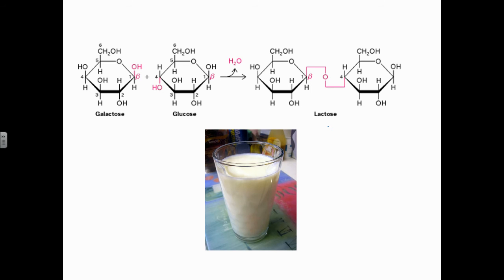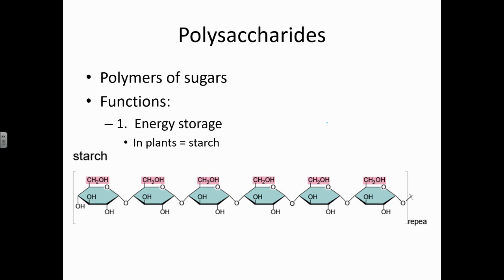A third disaccharide that we can create, if I take a galactose molecule and a glucose molecule, and again, I do that dehydration synthesis where I'm removing a water molecule, we are now going to get lactose, which is a disaccharide in milk products.